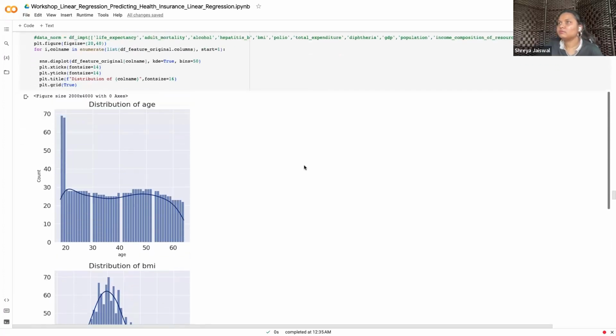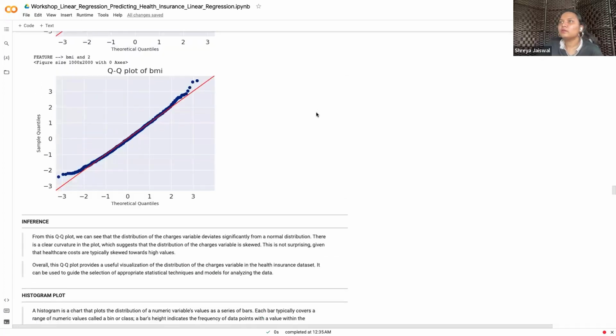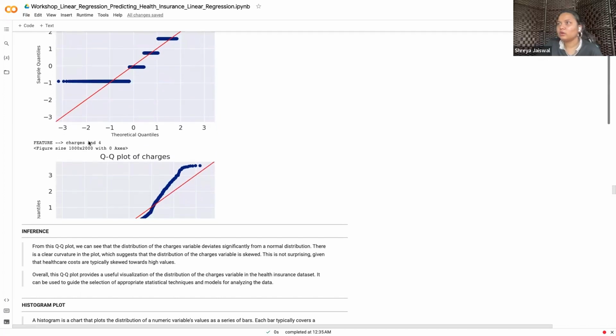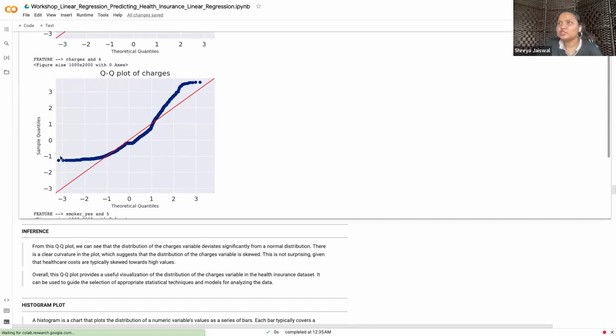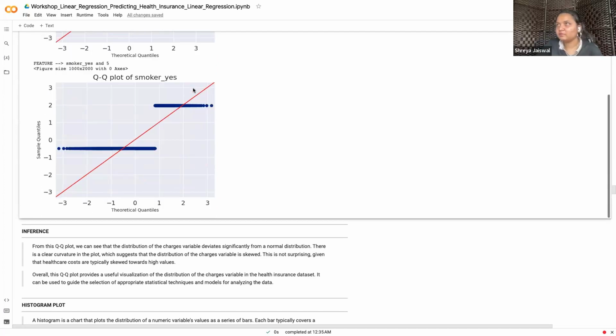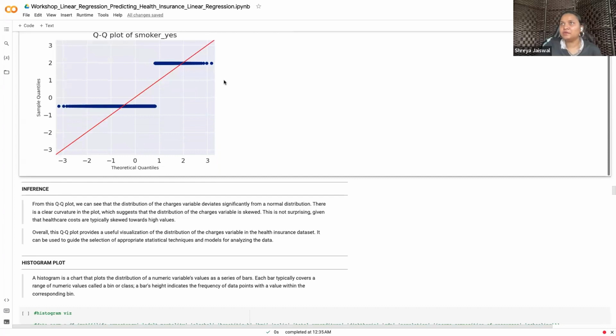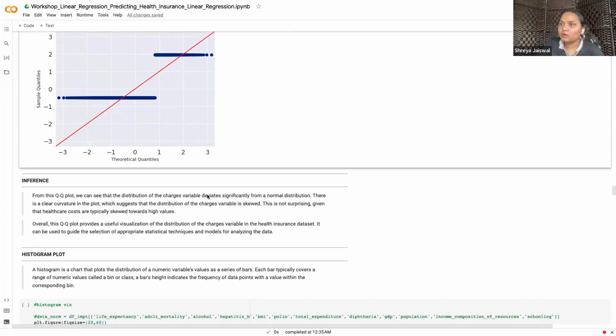Likewise, the QQ plot for children. Children is again a categorical value. I mean, it's numerical: 1, 2, 3, 4. So we are not going to infer anything from that. Charges is what we have to gain, so that's our dependent variable. And smoker again is our binary. It's either yes or no.